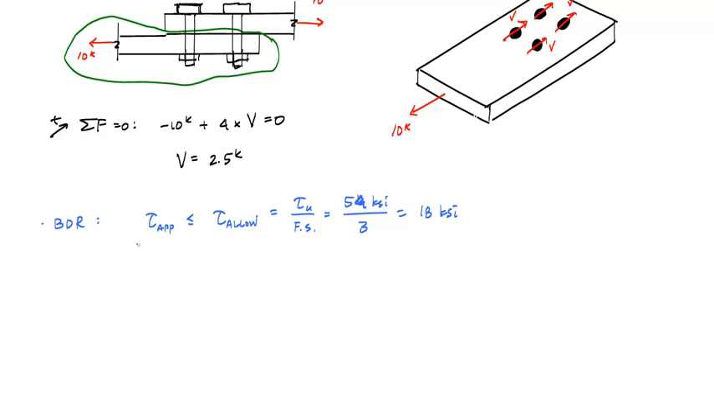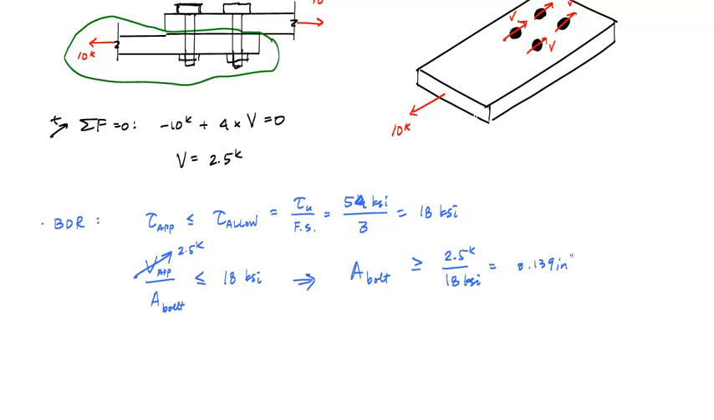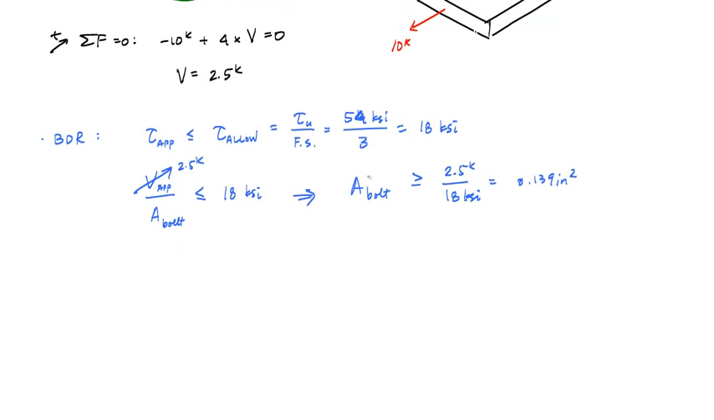The constitutive relationship, the relationship that turns internal shear into an average shear stress, is going to be V applied divided by the cross-sectional area of the bolt. And I want that to be less than or equal to 18 KSI. I know that within one bolt, this V applied is 2.5 kips. And so that means I would like the area of my bolt to be greater than or equal to 2.5 divided by 18, which makes this 0.139 inches squared. And in order to turn this into a diameter selection, I just have to substitute the cross-section area of a bolt.